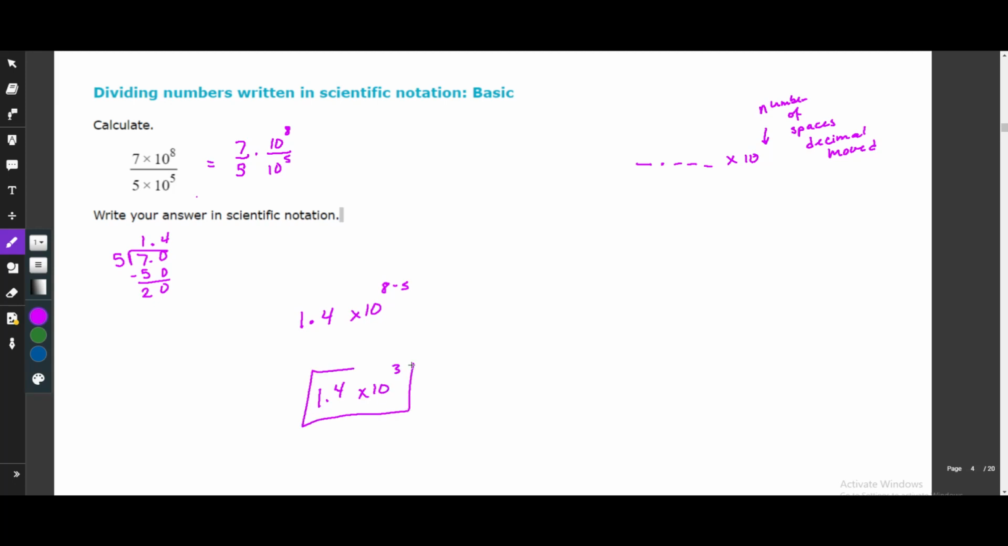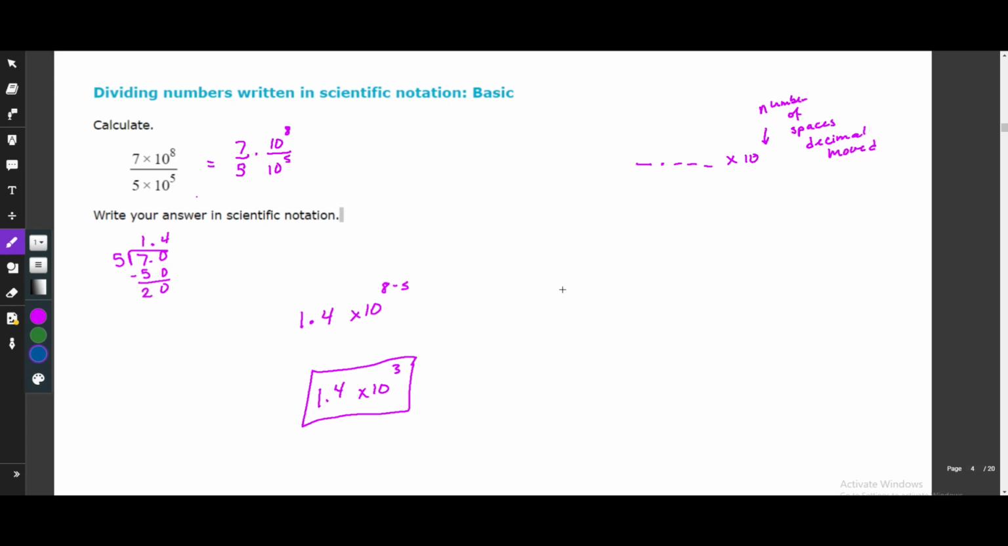And if I wanted to write it as a real number, the number without scientific notation, I would move my decimal 3 spaces to make the number bigger. So it would be 1400, so 1,400. Now, it is possible to divide and have something that ends up not being in scientific notation.